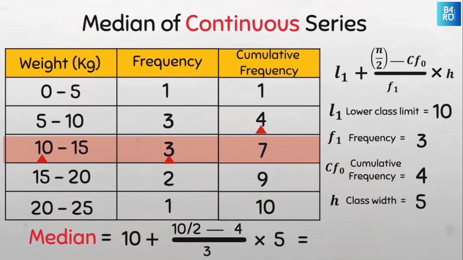That's 10 plus 1.67. Our median equals 11.67 kilograms. And when you look at it, the median class is 10 to 15 kg, right? And our median falls somewhere in between this interval. So this is how to easily compute the median for continuous series data.